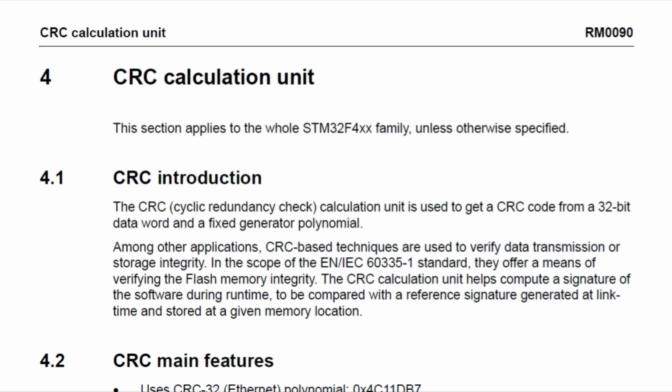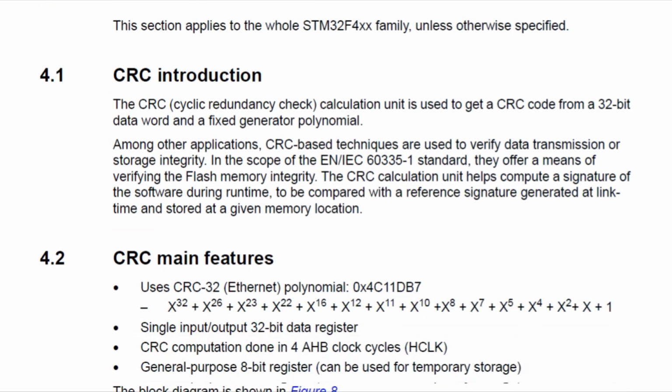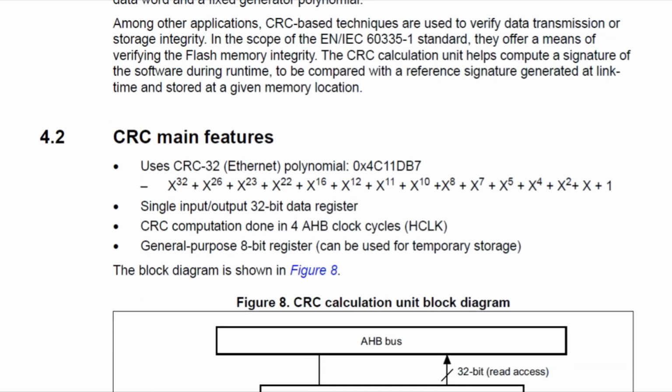Okay, here's the ST Microelectronics datasheet on the CRC calculation unit. Now this is built into the microcontroller, so it saves us writing a lot of code. If we move down to the CRC main features, you can see the polynomial that it's using. That's it right here. That's a generator polynomial. And if we bring down all the coefficients, we'll get a hex number of 4C11DB7. So we have to remember that. That's the polynomial that we'll be using in our calculation.